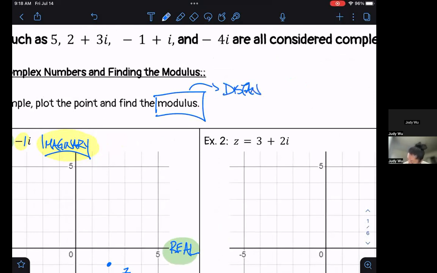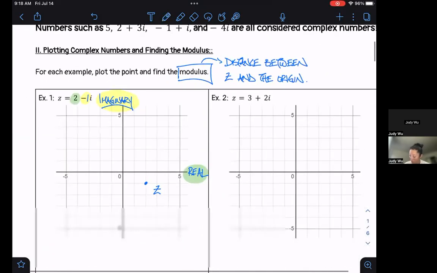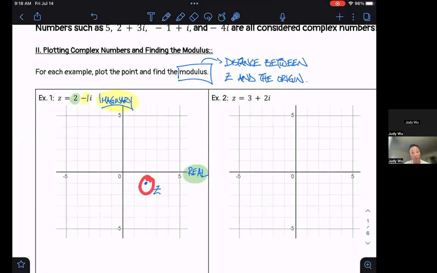Distance between Z and the origin. Okay, so in other words, I want to find out how far this point is from the origin. Okay, so check out what we're going to do.